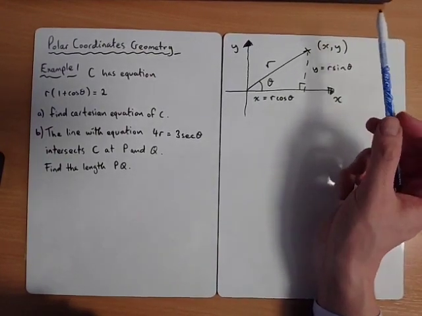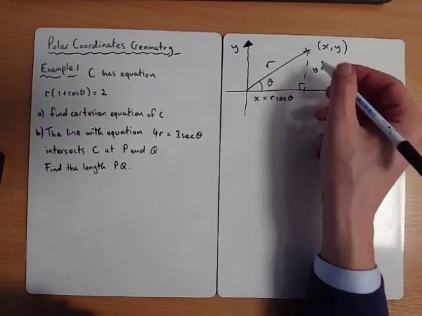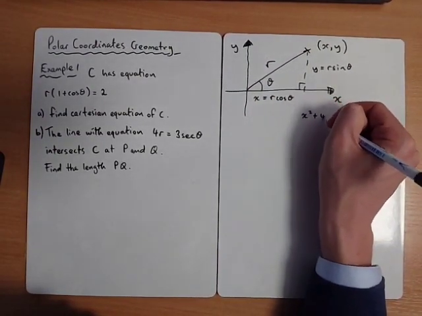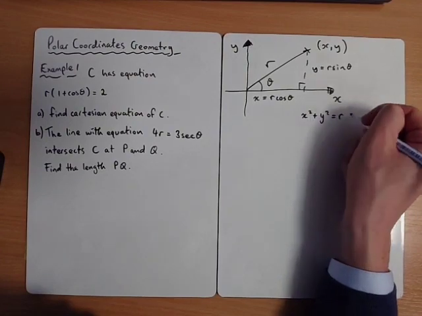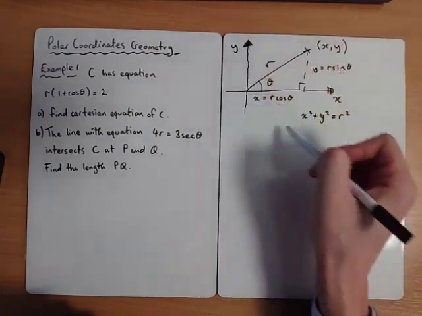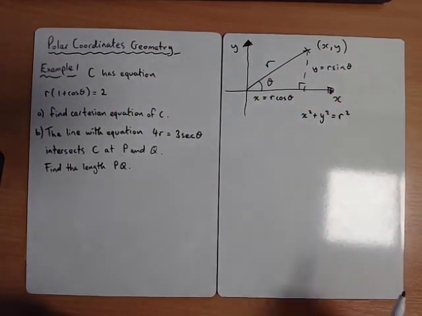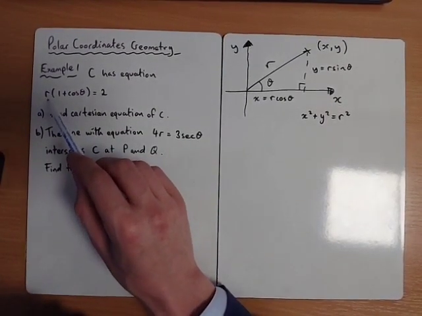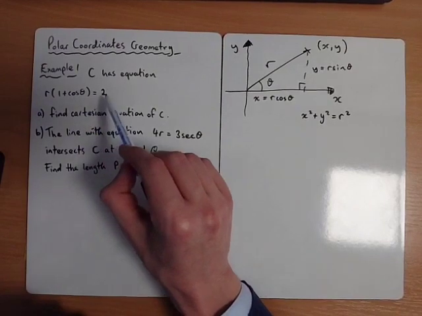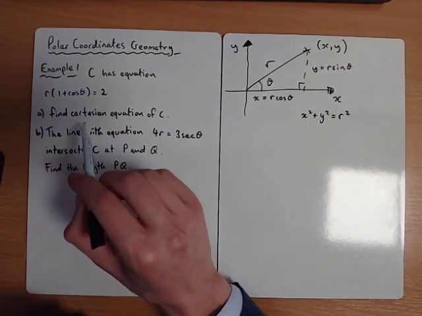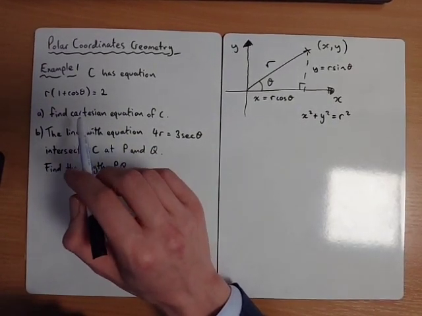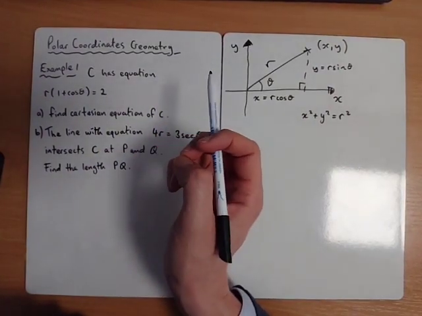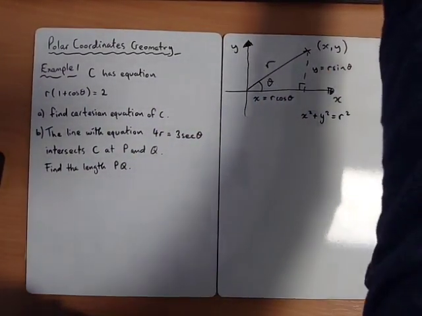So obviously, as well as that, we could say x squared plus y squared is equal to r squared, which sometimes will also be useful. So that's stuff we should know already from last year. Let's take a look at the question then. So we've got a curve with equation r times (1 plus cos theta) equals 2. And the first part of the question says, find the Cartesian equation. So if you want the Cartesian equation, we're thinking about the equation in terms of x and y.